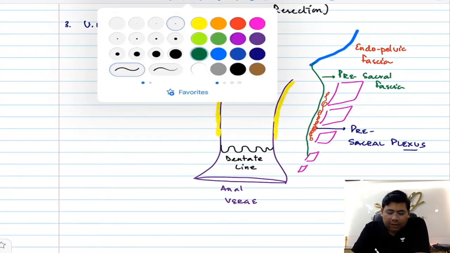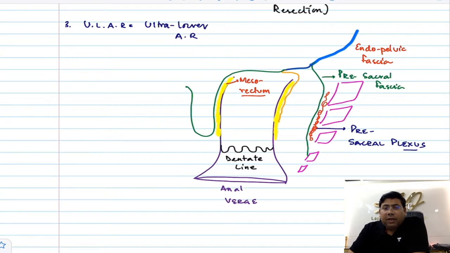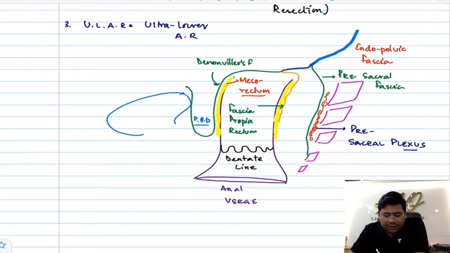The next thing to understand is that one leaf goes anterior, and then it again splits into two. One covers the mesorectum and one goes on the anterior part of the rectum like this. The fascia that you see here is known as the fascia propria of the rectum. And the fascia that you see here is known as Denonvilliers' fascia. This Denonvilliers' fascia will again merge with the fascia of the abdominal cavity and create the pouch of Douglas. So this is where the pouch of Douglas is. In females you will have a uterus, and in males there will be a bladder.